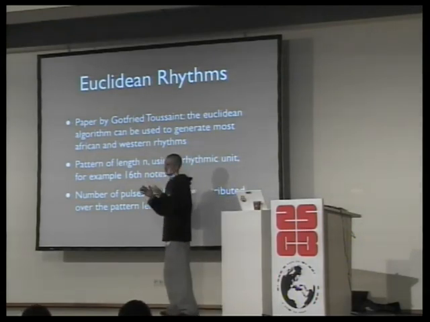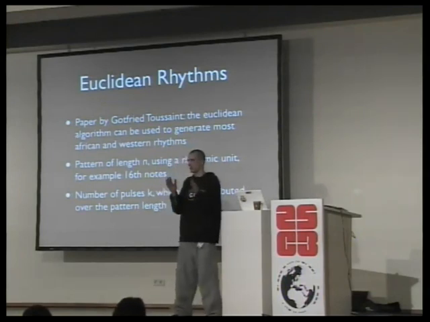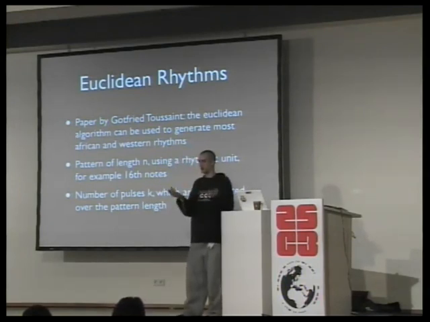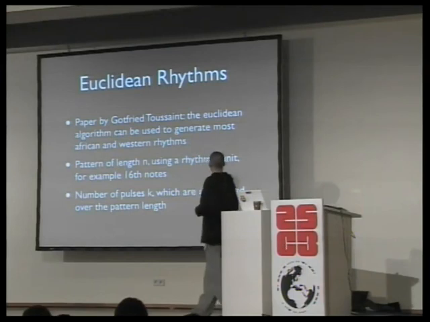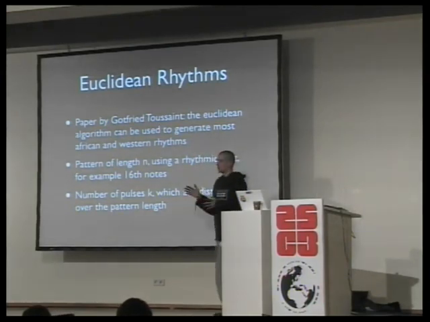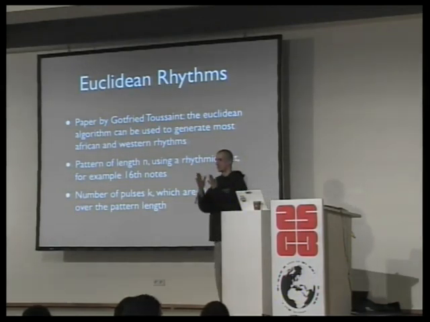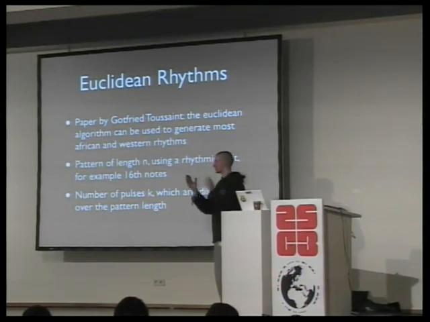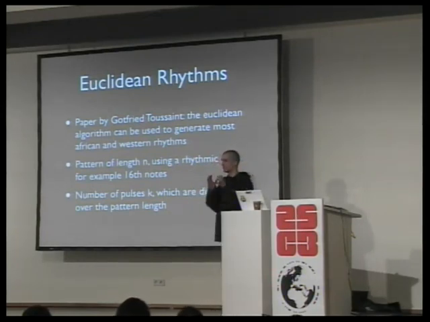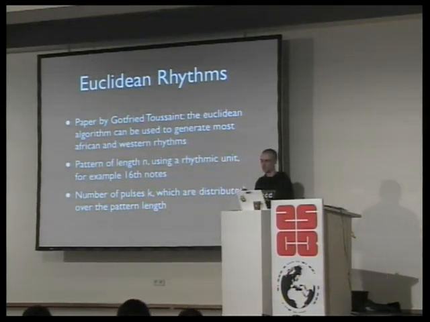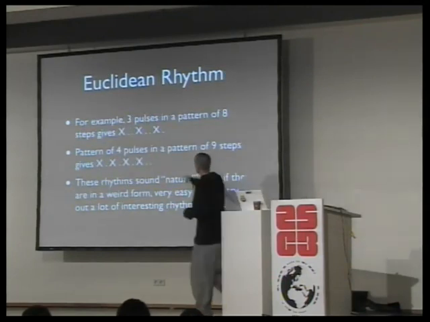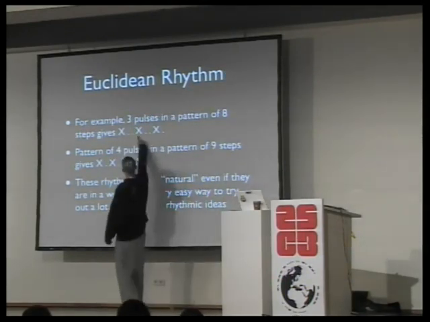You take a pattern of a specific length. So for example, you take a pattern of 8 steps, for example, 16th notes. And you take a number of pulses, k, which is smaller than n, and you distribute these pulses over the pattern in the most regular kind of way. So for example, you could take 3 hits and distribute them over 8 pulses, and it's going to give a pattern which sounds like this.